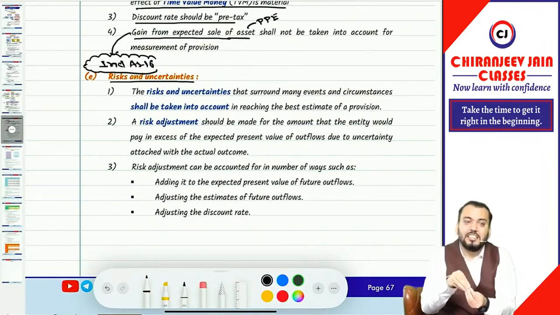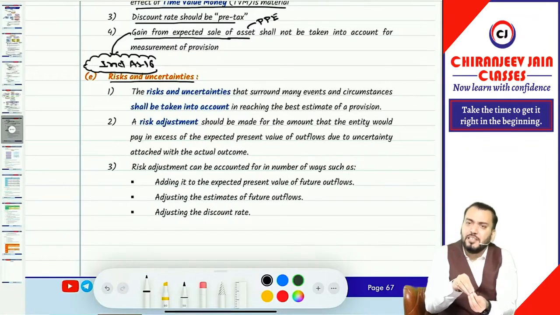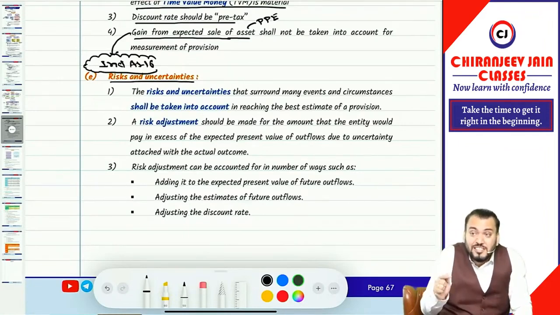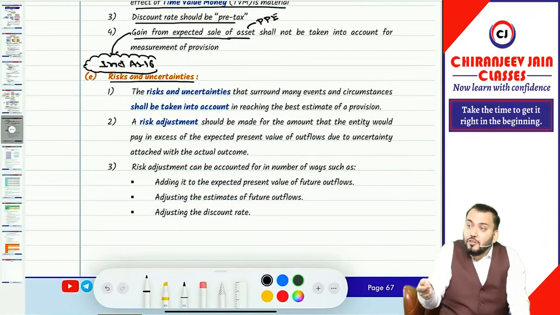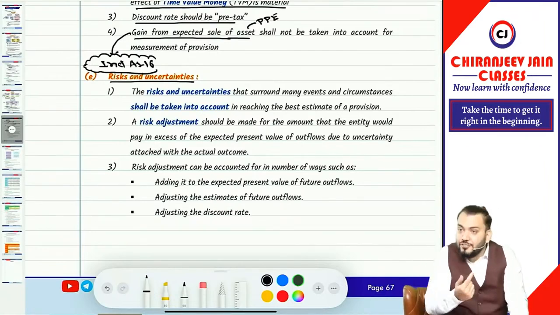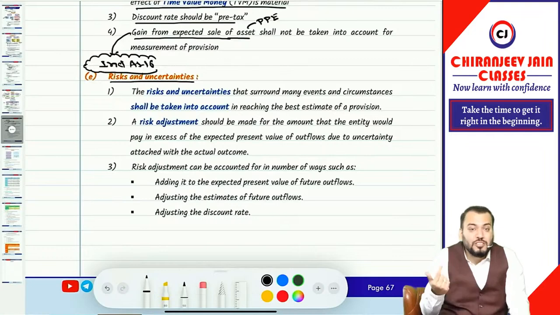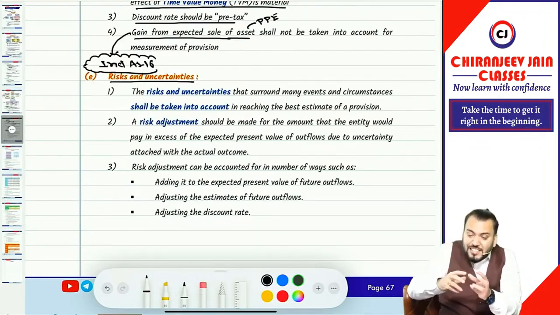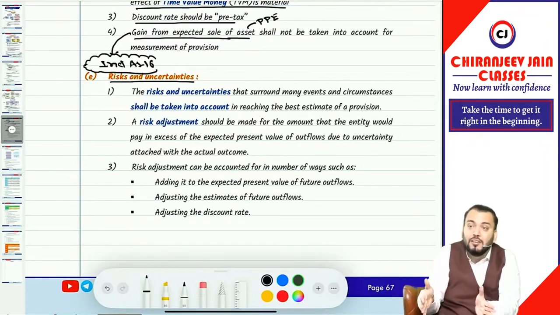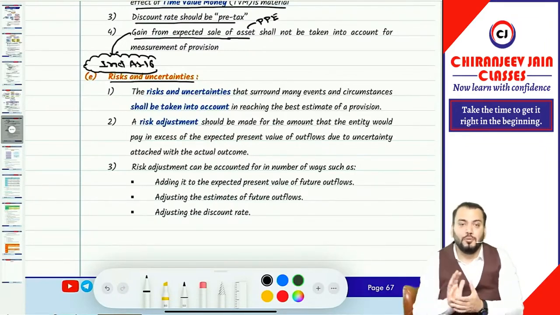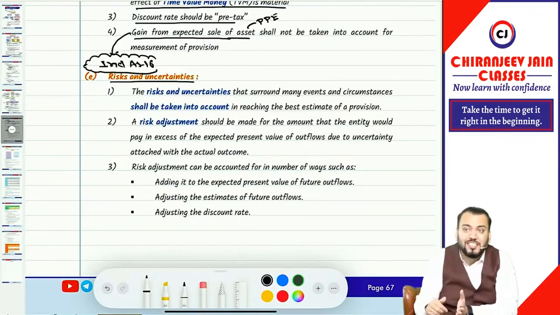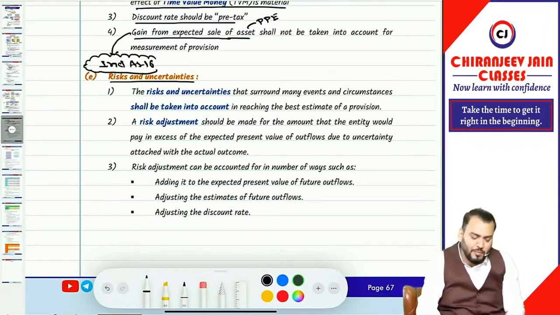There may be some uncertainties in future. So what Ind AS 37 says is that whatever amount you are estimating should be given the effect of risk and uncertainties also. Means you should consider the risk and uncertainties which surround that transaction or event. And because of that risk and uncertainty, some adjustment is required while calculating the amount of provision. How to make such adjustment, that we need to understand.